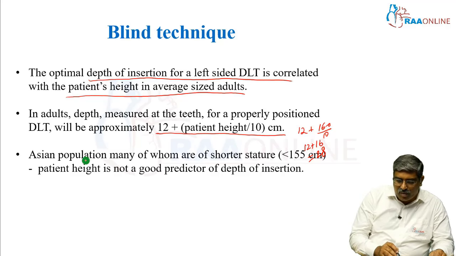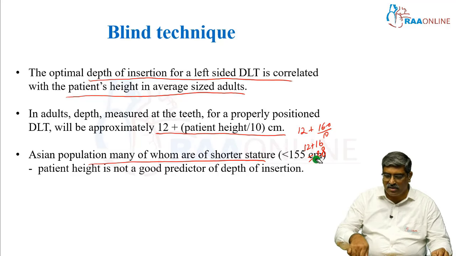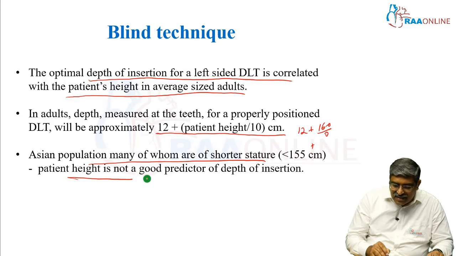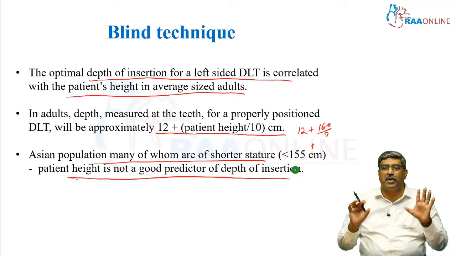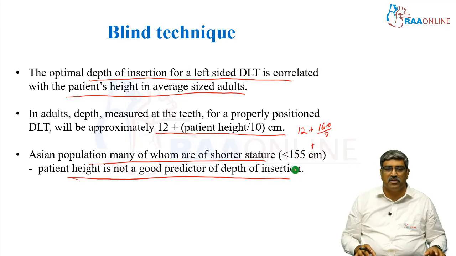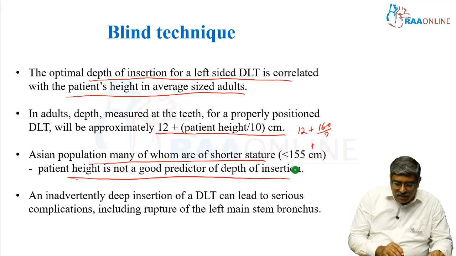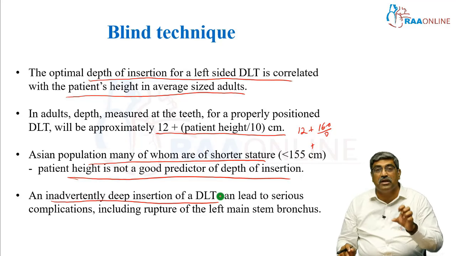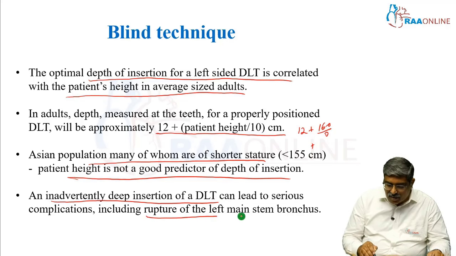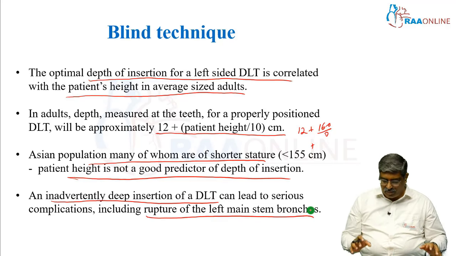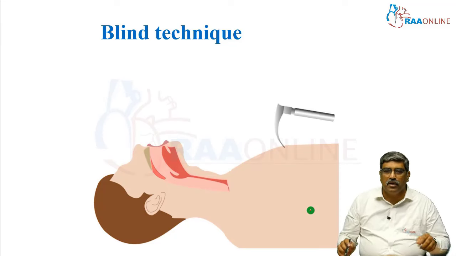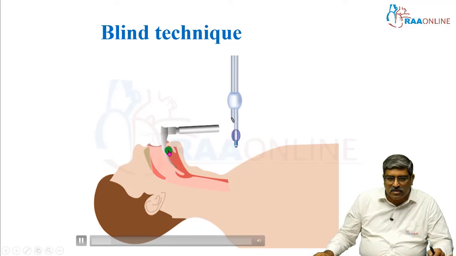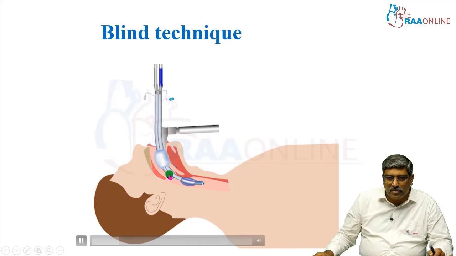And in the Asian population, many of whom are of short stature, that is less than 150 centimeter, the patient height is not a good predictor of depth of insertion. And inadvertent deep insertion of the double lumen tube can lead to serious complications like rupture of the left mainstem bronchus. Here the laryngoscope is passed, the glottis is seen and the double lumen tube is placed.